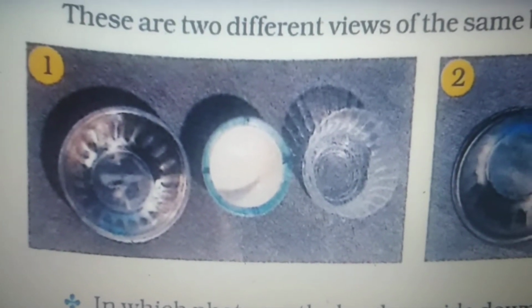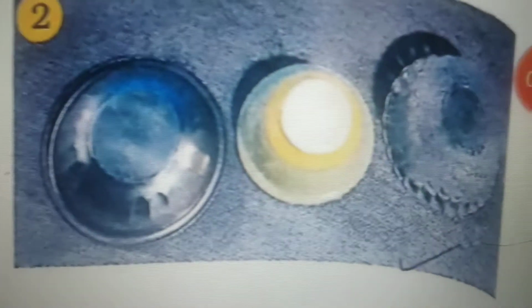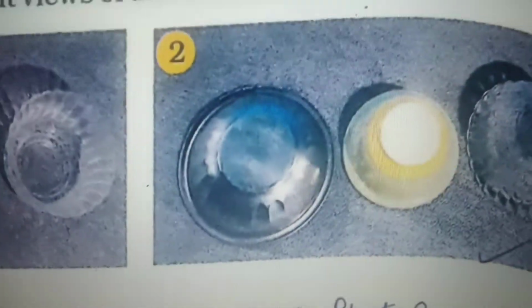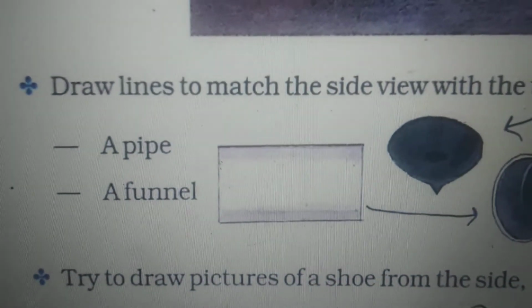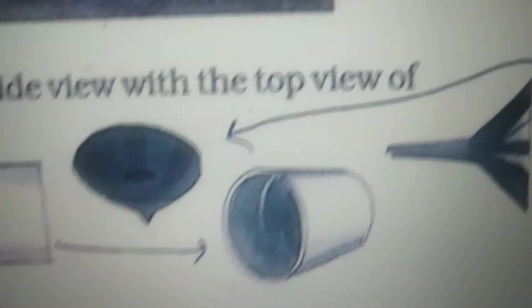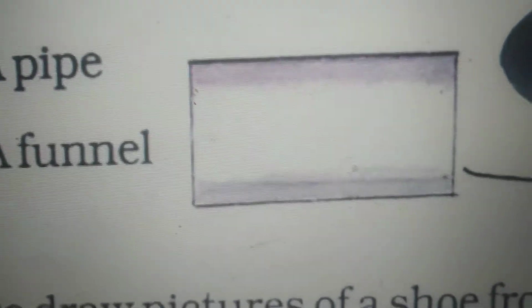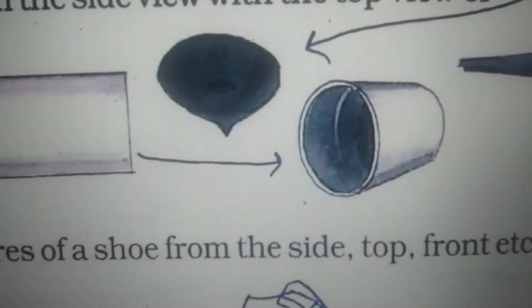These are 2 different views of the same bowl. This is picture 1 and this is picture 2. We have to answer in which photo the bowls are upside down. Obviously it is picture 2. Next question is, draw lines to match the side view with the top view. So this is the side view of a funnel and this is the side view of a tunnel and this is the top view. So we will match these, and this is the top view of a pipe and this is the side view of a pipe. So I have matched both the views.